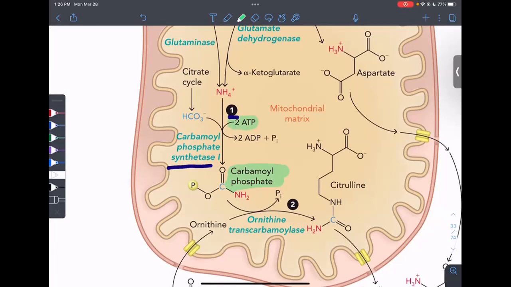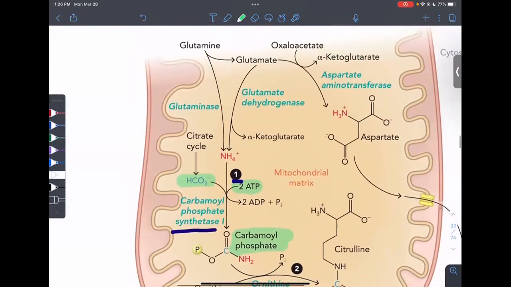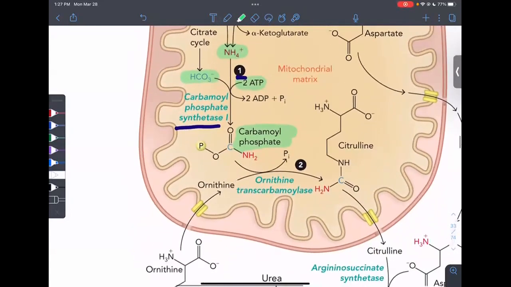So what do we need? Well, in order to form carbamoyl phosphate, we need the bicarbonate from the citrate cycle. We need ATP to drive the reaction, and we're going to need our nitrogen-containing group from our deamination of glutamine and glutamate, right? So from that, we've made our carbamoyl phosphate. Now that we have carbamoyl phosphate, we use some of our ATP to phosphorylate it, to activate it. So now our carbamoyl phosphate is going to combine with ornithine.